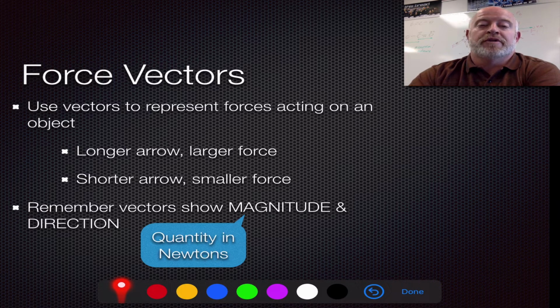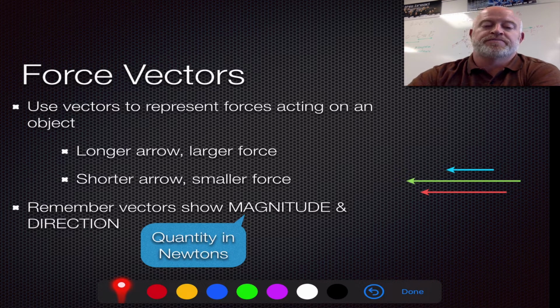Now, if you remember, they're arrow systems. So when we look at forces, arrows represent both those magnitudes and those directions. The longer the arrow, the larger the force. The shorter the arrow, the smaller the force. So if we look at these three arrows, we would say the green one in the middle is our largest force, and it's pointing to the left. The blue would be our smallest, and the red one would be someplace in between.